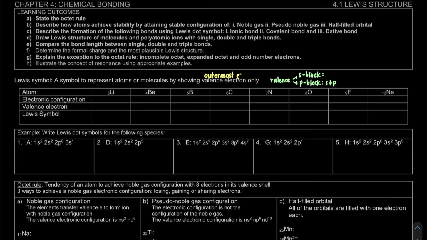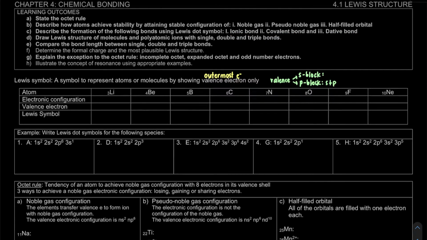Specifically, the learning outcome for this video is to state the octet rule, and describe how atoms achieve stability by attaining a stable configuration of noble gas, pseudo noble gas, and half-filled orbital. But before we learn more about the Lewis structure, first we have to know how to draw the Lewis symbol, because later, for the next learning outcome about ionic bond, covalent bond, and dative bond, we're going to use our Lewis symbol.